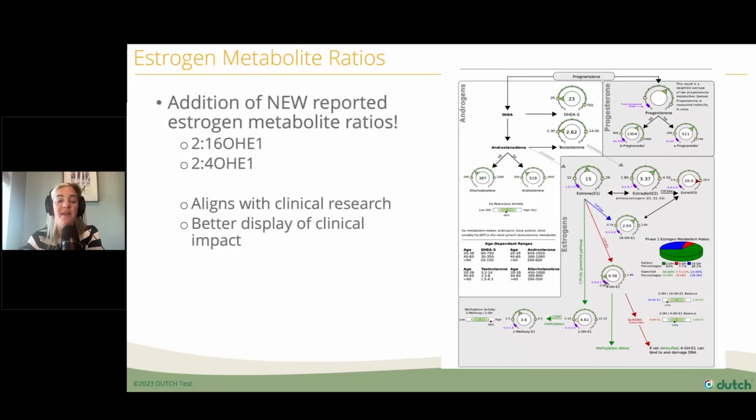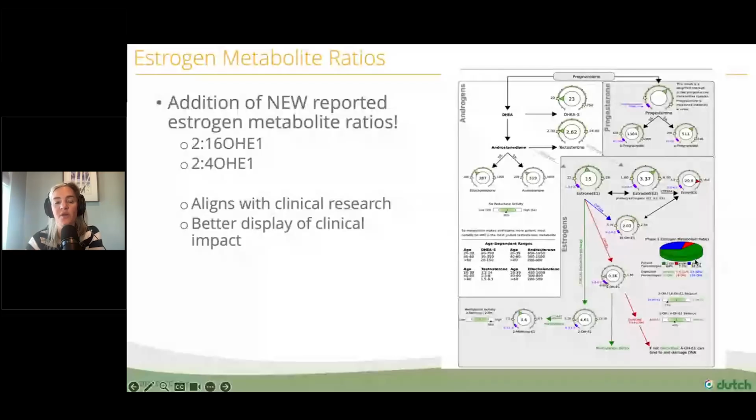The reason why we added these, a couple of reasons. One, it aligns better with clinical research. So when the test first came out, we had this pie chart view. And what that did was it really provided you with a 3-way comparison of metabolites. And we would give you kind of the range that you'd be looking for here, these expected percentages, and you could see where your patient fell. But adding these ratios gives you a better idea of where those comparisons are.